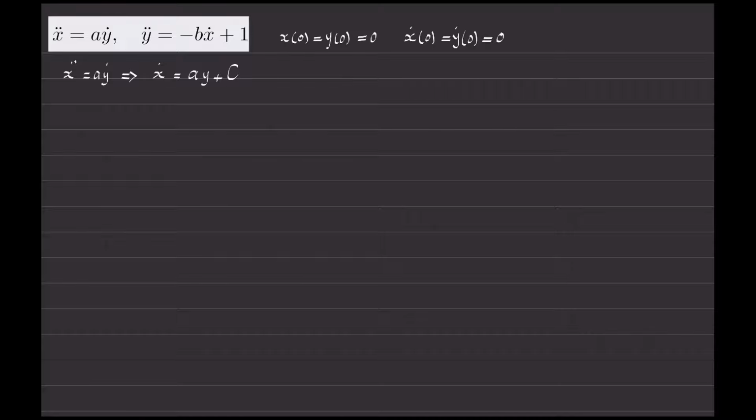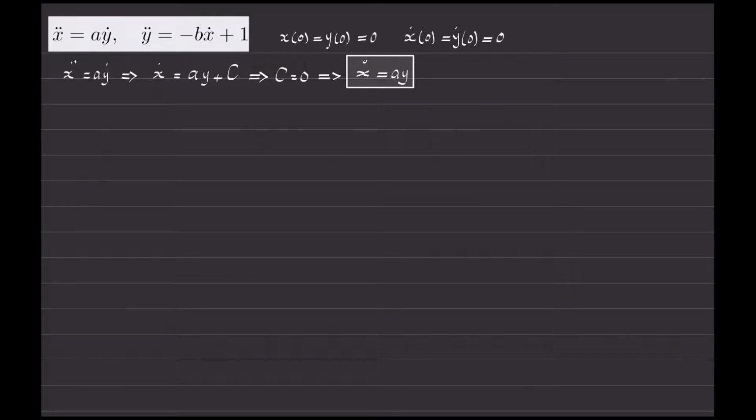So I will write it for time 0, so it becomes x dot of 0 is equal to a times y of 0 plus c, but y of 0 is 0 and x dot of 0 is 0, so it means that my constant of integration is also 0. So c is 0, and if I put it back into this equation, then x dot is simply a y. I will keep it for the future.